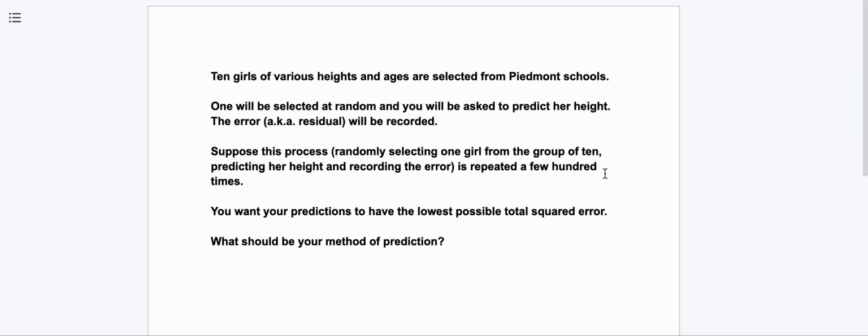Suppose this process, randomly selecting one girl from the group of 10, predicting her height, and recording the error, is repeated a few hundred times. You want your predictions to have the lowest possible total squared error. What should be your method of prediction?